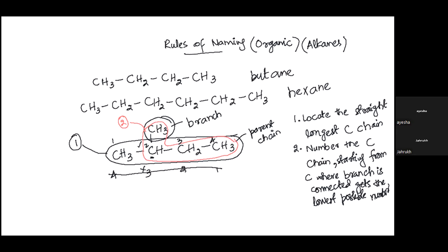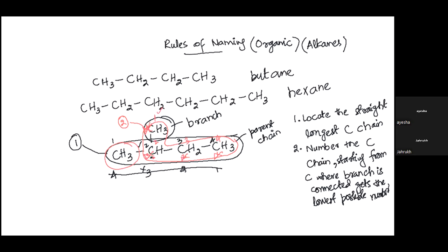Let's go with the red kind of numbering. In the case of red, this can get first, second, third, or fourth, or this may get first, or this may get second, this may get third, this may get fourth. In the case in which it gets second, this carbon where the branch is connected becomes the branch in case of red. Number 2 is correct, number 3 is wrong. So this kind of numbering is incorrect, and this kind of numbering is correct.